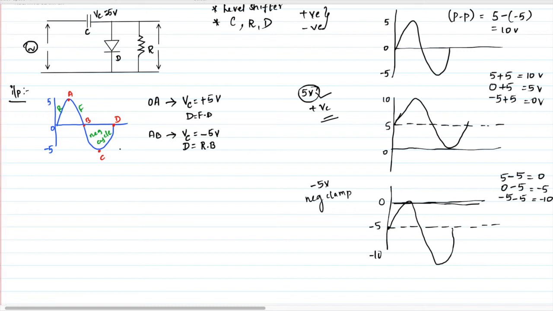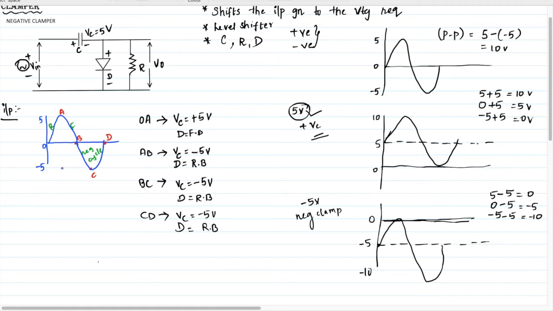Now the negative cycle is in a similar way, B to C. Still the VC is discharged because it is falling. This is a complete negative cycle, that is less than 0. So it is still discharging to the maximum voltage -5 volt, and the diode is in reverse bias condition. For C to D also the same case. VC will be -5 volt because it is still a negative cycle, and the diode is in reverse bias condition. So this is how the clamper circuit works.